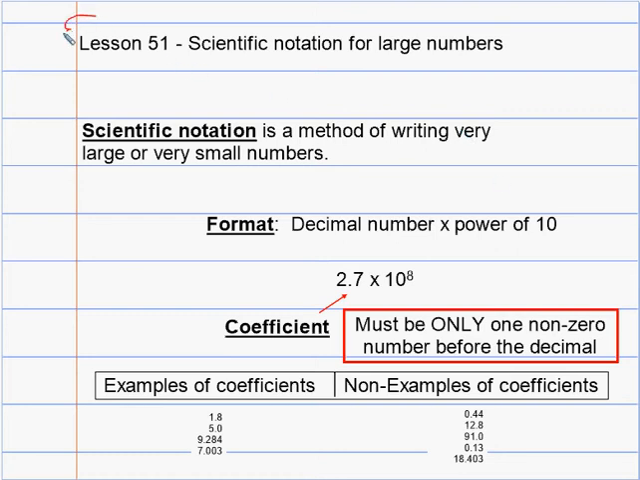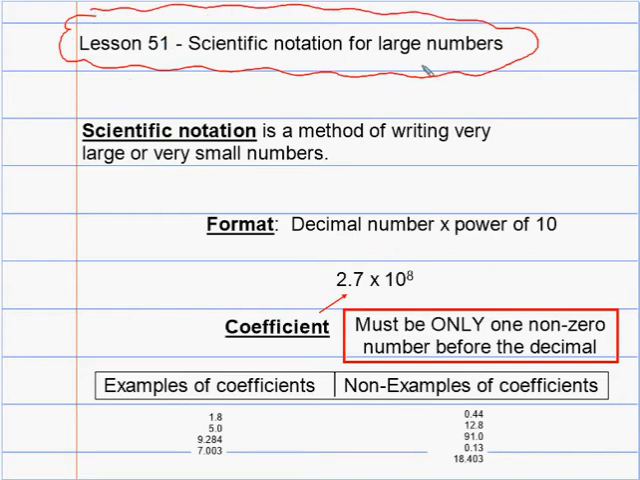Hi class, this is Course 2, Lesson 51. Today we're going to cover scientific notation for large numbers.